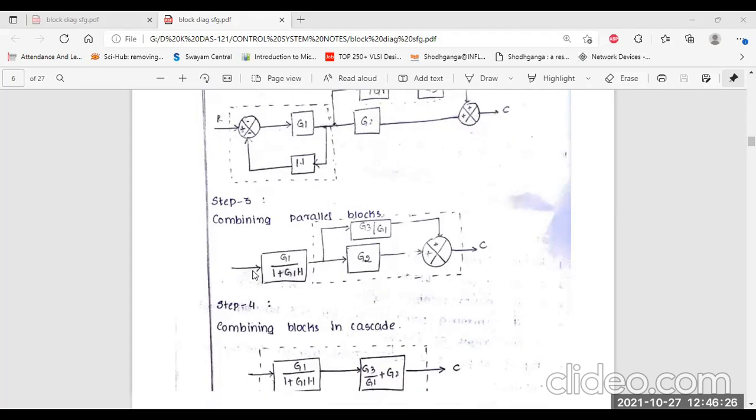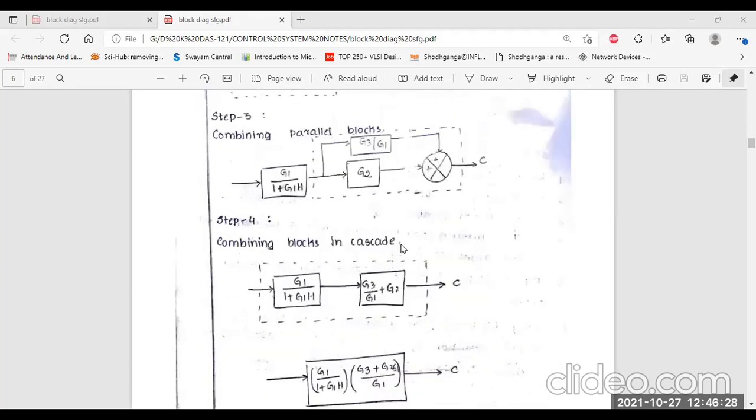Step 4, combining blocks in cascade system. So here you can see these are the two blocks. One is G3 by G1, another one is G2. So we have to apply this cascade format. We have learned this in our previous rules, combining blocks in cascade system. That is first one, G1 by 1 plus G1H, and then G3 by G1 plus G2. Clear? Then the input and output sections.